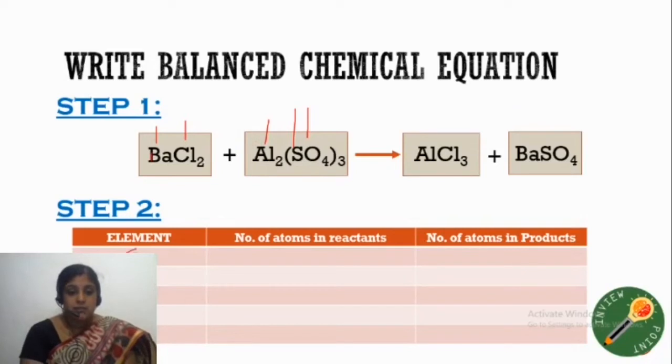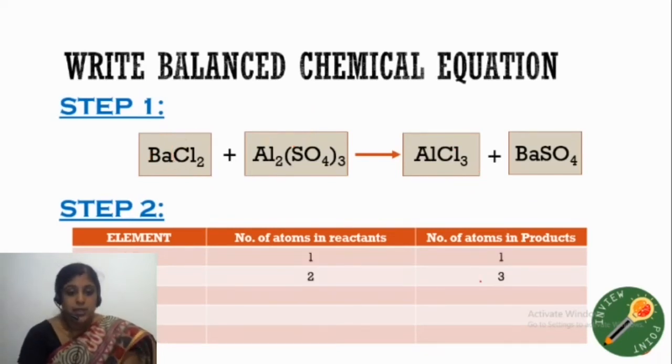Let's take barium. Here in the reactant side, it is Ba, right? So the number of atoms is 1. And in the product side, it is also Ba, so the number of atoms in the product side is also 1. Now consider the second element, chlorine. In the reactant side it is Cl2, right? So the number of chlorine atoms is 2, and in the product it is Cl3, that is, there are 3 chlorine atoms in the product side.